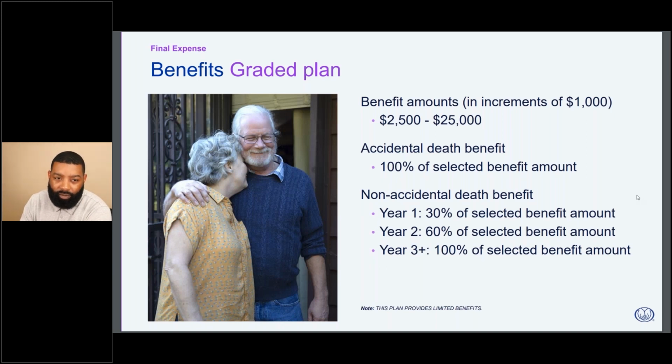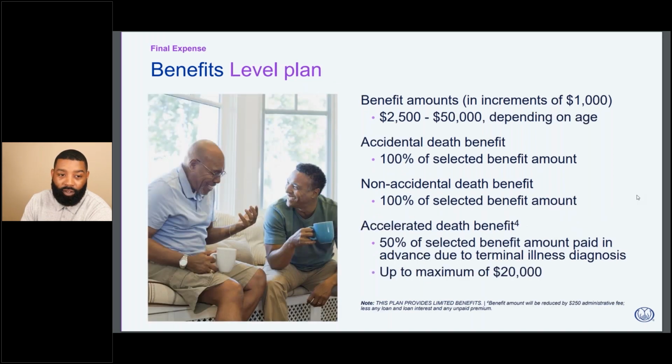Benefits of the graded plan. Benefit amounts in increments of 1,000, from 2,500 to 25,000. Accidental death benefit: 100% of the selected death benefit. Non-accidental death benefit: year 1, 30%; year 2, 60%; year 3, 100%. So again, all that information there, and I think we are caught up.